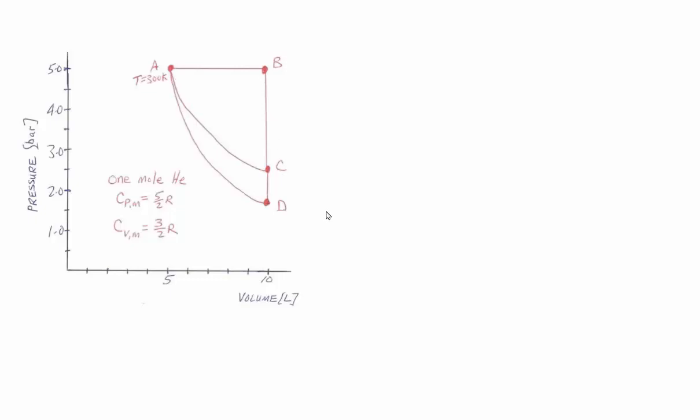The first task is to look at each of these points, B, C, and D, and determine what the temperature would be. The graph shows you what the pressure and volume would be. And we know the starting point at A is 300 Kelvin. So can you come up with a way to figure out and calculate the temperature at each of these points? We'll start with point B.